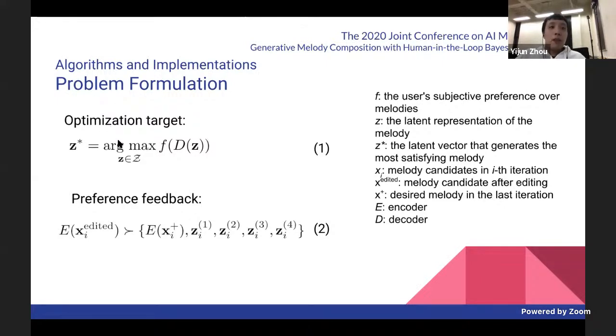The goal here is to solve this optimization problem by iteratively presenting candidate solutions to the user and asking them to choose preferred ones. So you can see in formula 2, on the left hand side, after the editing, the melody x is preferred over those melodies on the right hand side.